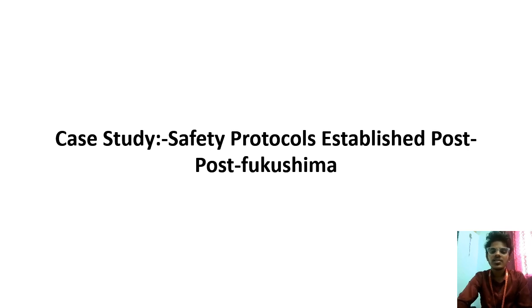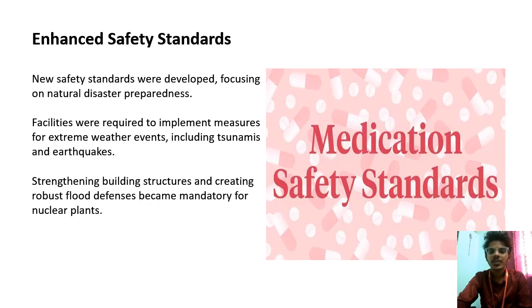And the next, a case study about safety protocols established post Fukushima. Enhanced safety standards. New safety standards were developed focusing on natural disaster preparedness. Facilities were required to implement measures for extreme weather events, including tsunamis and earthquakes. Strengthening building structures and creating robust flood defenses became mandatory for nuclear plants.